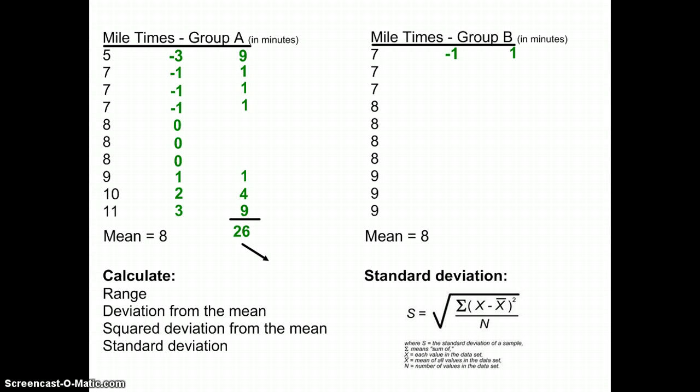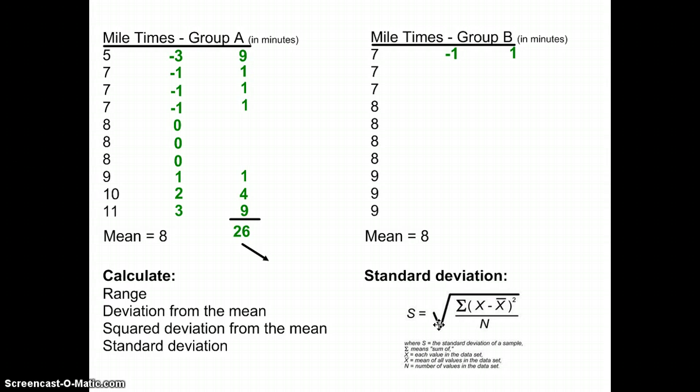If you look at the equation on the lower right-hand side of the screen, you will see what we have done is we have taken the mean and subtracted it from each runner's score, squared the differences, summed them, divided by the number of runners, and then we take the square root of that to reach the standard deviation. The square root of 2.6 is about 1.61.